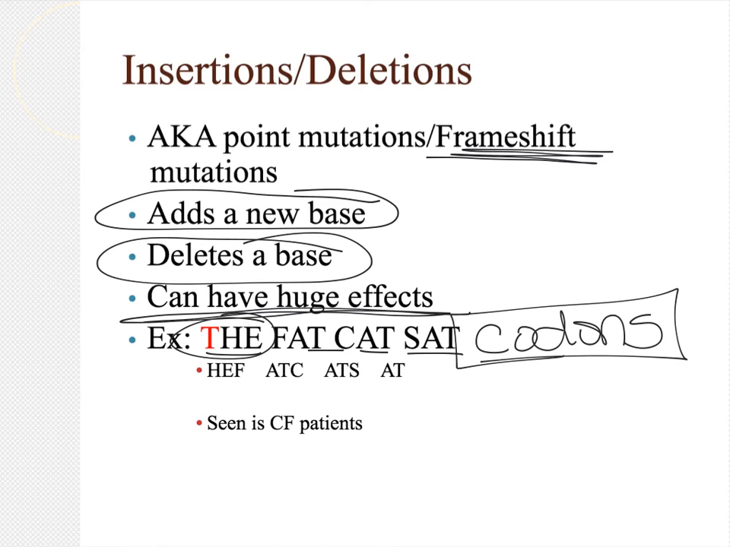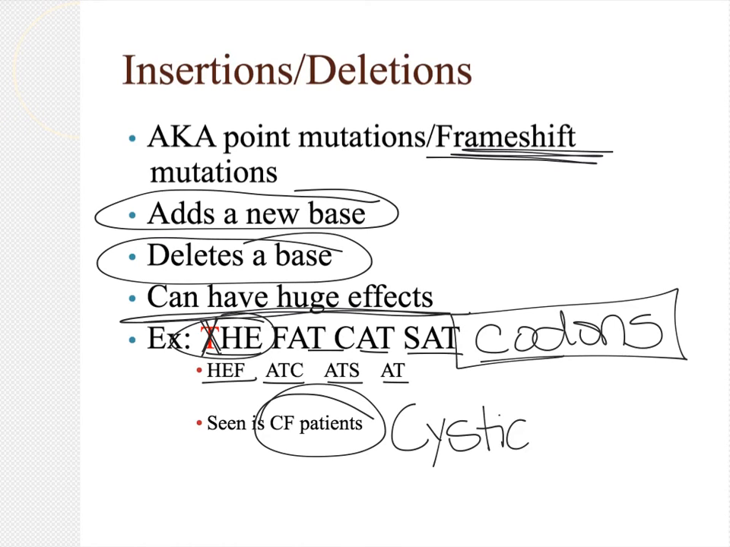Well, if we have one change where something is deleted, the T in this case gets deleted, the sentence no longer reads "the fat cat sat," it reads "hef act ats at." And so this is a good example of one deletion having a huge effect. Cystic fibrosis is an example of a point mutation that can have dire, just very serious effects on your health.